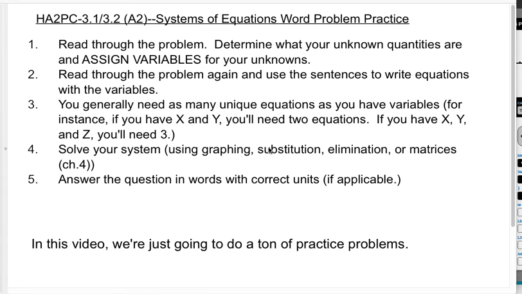All right, this is Honors Algebra 2 Pre-Calc. We are doing an extra video on the topics we saw in 3.1 and 3.2, but we're specifically focusing on solving systems of equation word problems. So I know that that's a thing that causes great anxiety.